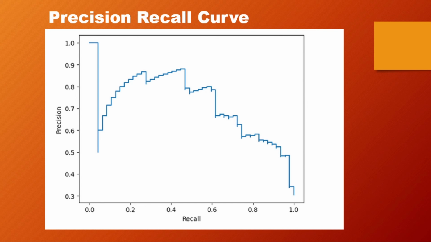The third graph I decided to create was a precision recall curve. What this shows is the trade-off between precision and recall for different thresholds. A high area under this curve represents both high recall and high precision, where high precision relates to a low false positive rate and high recall relates to a low false negative rate.